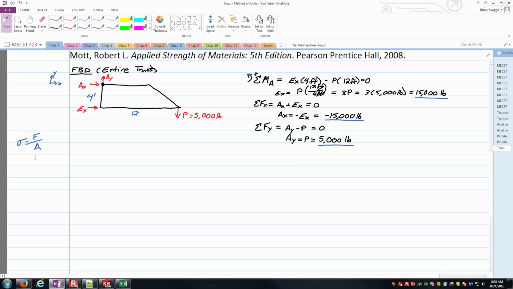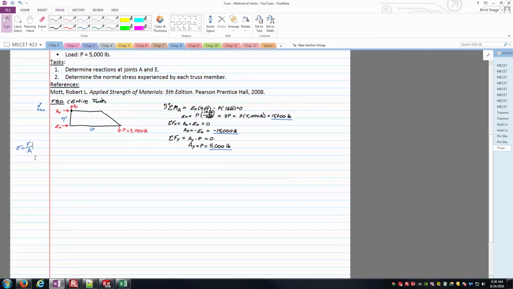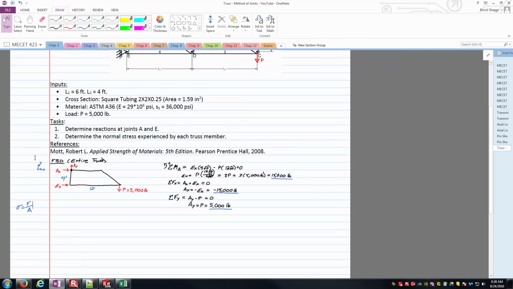The area is just the cross-sectional area of the truss members themselves, and that's given for us. I said it was 2 by 2 by 1/4 inch wall thickness square tubing, which has an area of roughly 1.59 square inches, and I'm getting that right from the SolidWorks Weldment library.